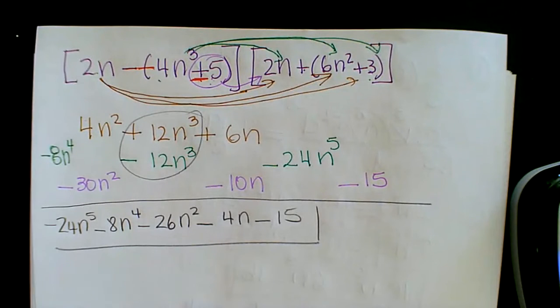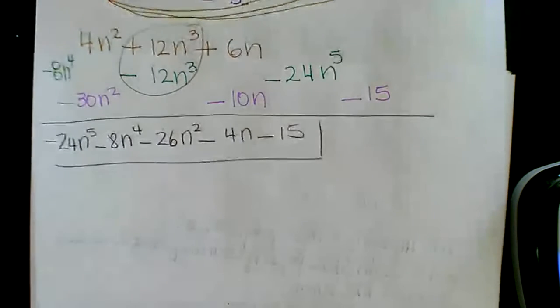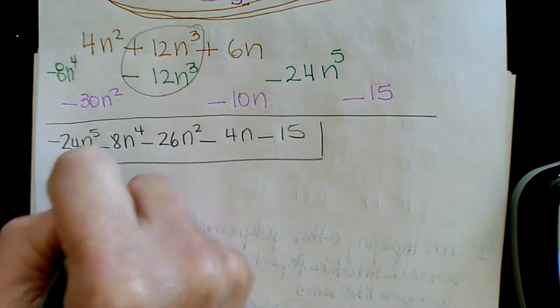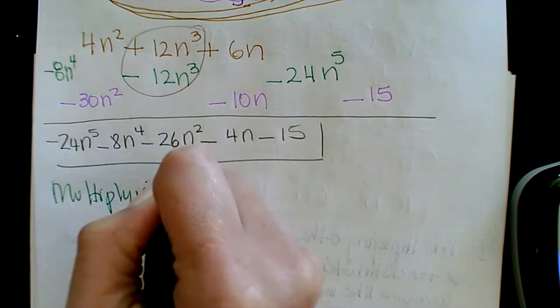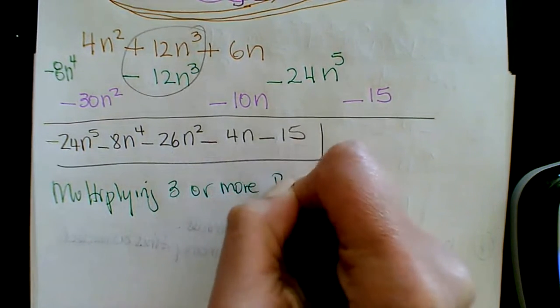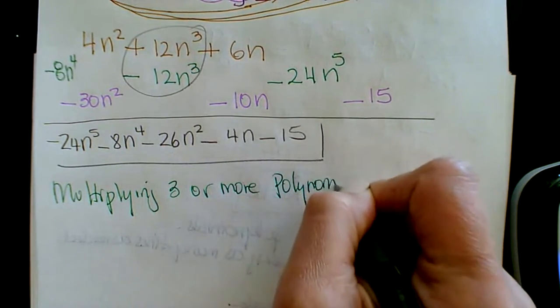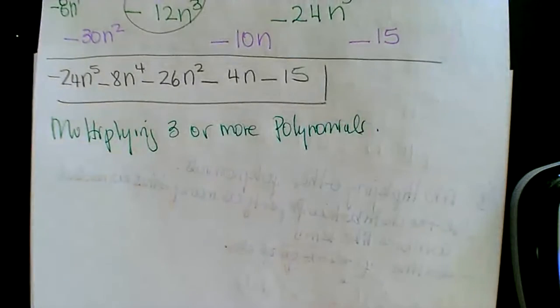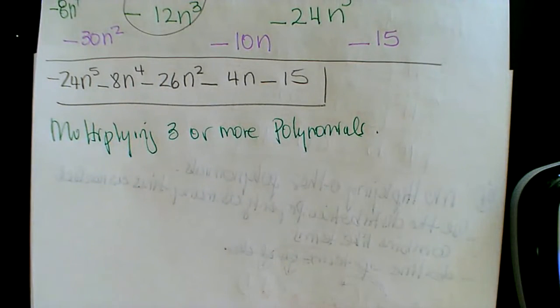I don't know if we're really going to see examples like this. The other one that I have is multiplying 3 or more polynomials. I don't remember seeing them, but this one is multiplying 3 or more polynomials. So we use the what? The associative and the commutative properties. Let me just give you an example here.